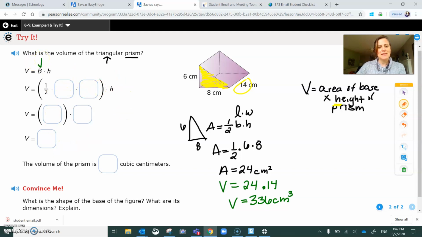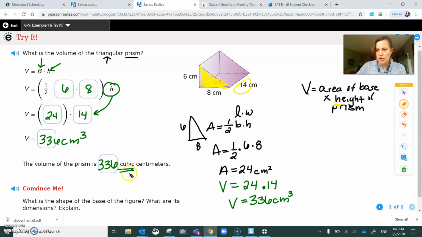So capital B stands for the area of the base. That's what that means. And lowercase h means the height of the prism. So the area of the base is 1/2 times 6 times 8 times height. We're going to leave this alone for just a second because I think this is what they want us to do. So 1/2 times 6 times 8 is 24. And then the height, now we're going to bring the height in, which is 14. And 24 times 14 is 336 centimeters cubed, or 336 cubic centimeters.